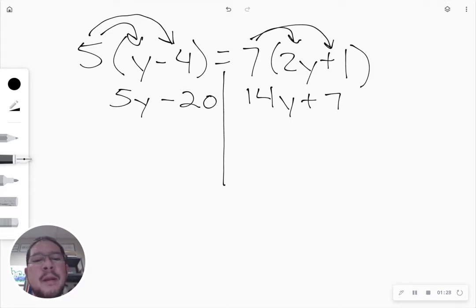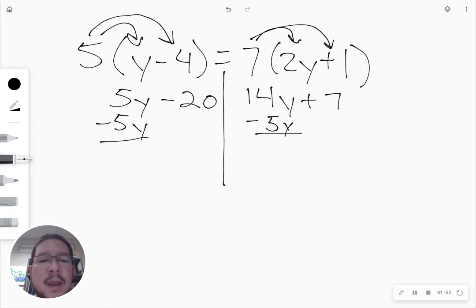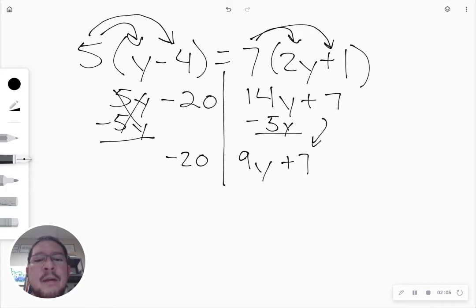After we get to this point, guys, this should look pretty easy. This is nothing but solving an equation with variables on both sides, or a 3-step equation. You just got done learning about this. So I have a decision to make. I can either subtract 5y from both sides, or I can subtract 14y from both sides. I'm going to subtract 5y from both sides because I do not like my coefficients to be negative. Now I'm going to clean it up. On the left, I'm only left with negative 20. On the right, 14 minus 5 gives me 9y, and I haven't done anything with this plus 7, so that just comes right down here.